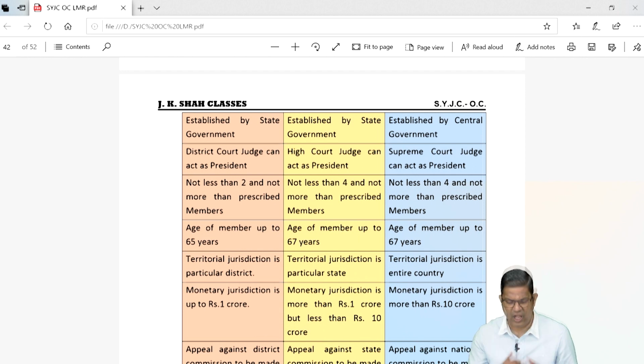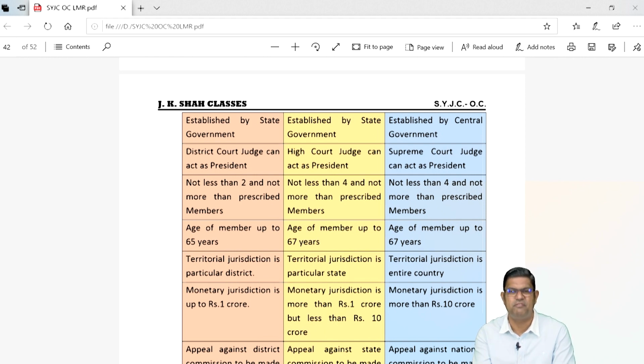Okay. Then after this particular president, let's move on to the other members. There are other members apart from the president. तो वो कौन है और वो कितने हैं in different commissions. So talking about the district commission, not less than 2 and not more than. मतलब 2 से कम नहीं होना चाहिए और वो नंबर जो गवर्नमेंट ने दिया है उससे भी ज्यादा नहीं होने चाहिए. Okay, they are at the district commission.